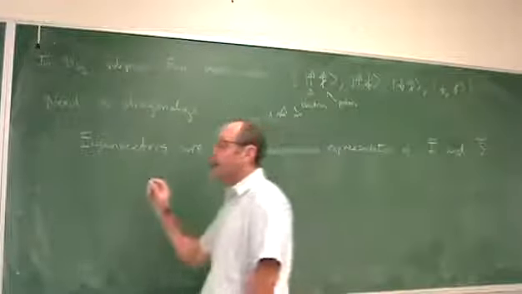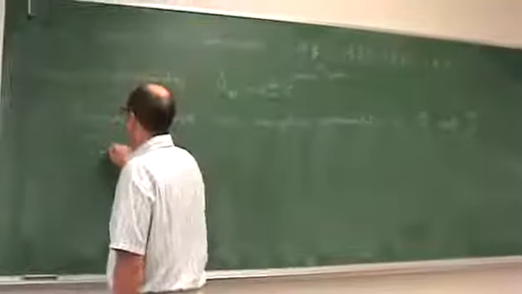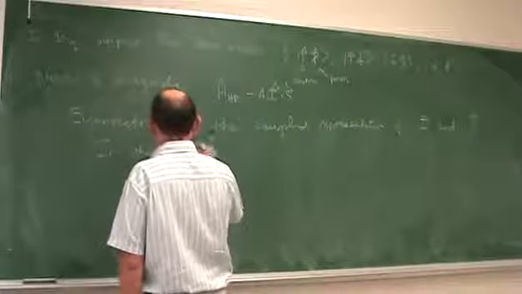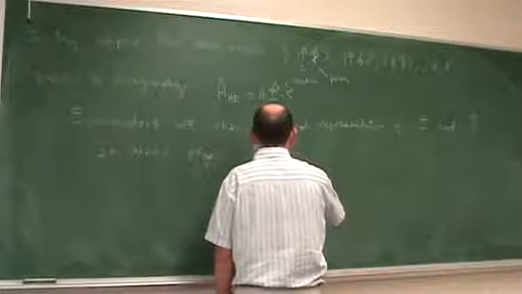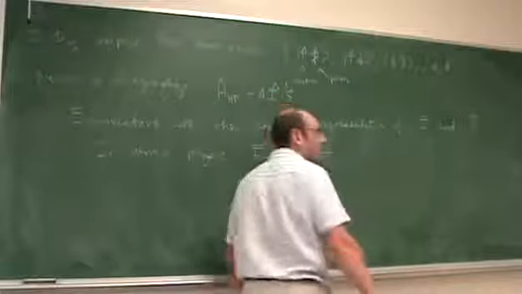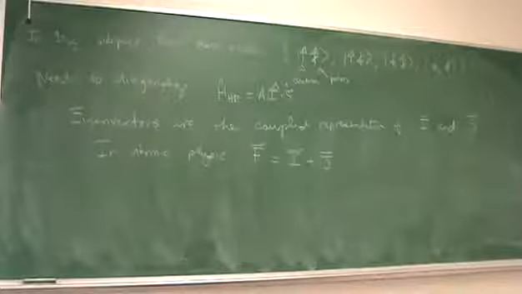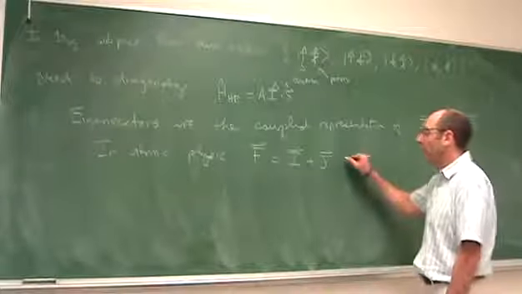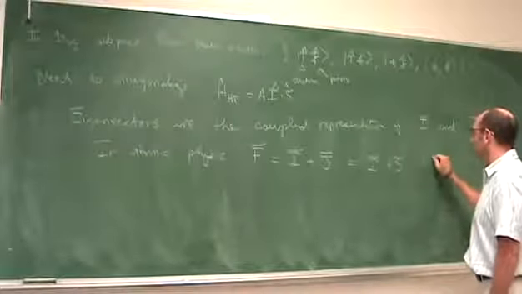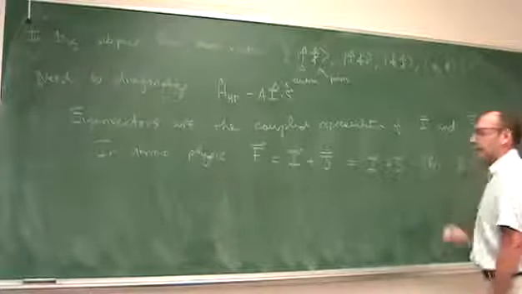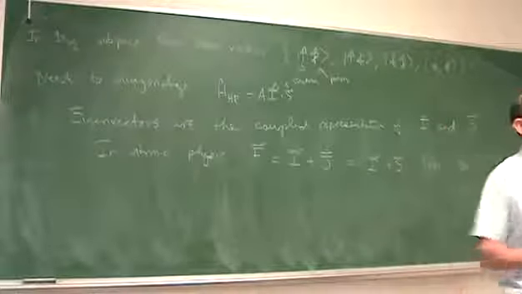Just like we had with L and S. Now, the convention in atomic physics is that we define F as the sum of the nuclear spin I and the total electron angular momentum J. That's what F is. In the ground state of hydrogen, where L is zero, it's also I plus S when we're talking about a state with L equals zero.